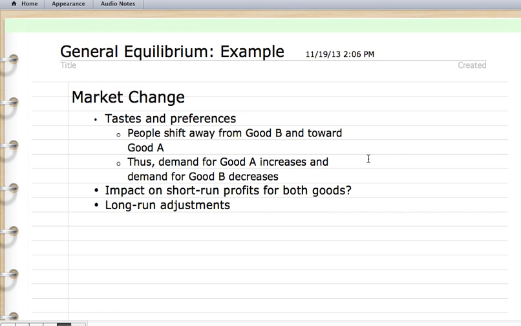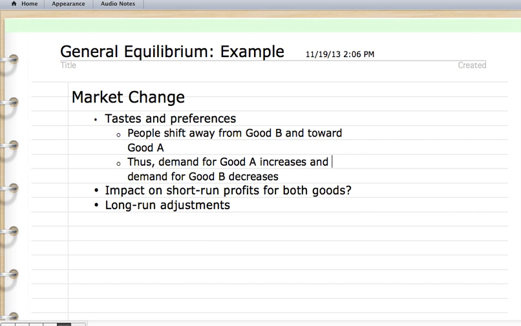So what we want to take a look at is what's going to be the impact in the short run. In the short run, what's going to happen to the profits of the companies producing good A and the profits of the companies that produce good B, because of this change in tastes and preferences? And then because of those changes, what's going to be the long run adjustment in the marketplace? So be aware of that.